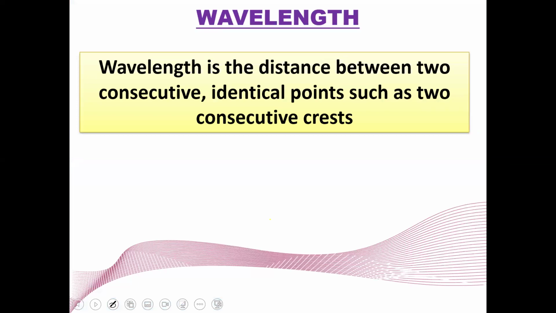What is wavelength? Wavelength is the distance between two consecutive identical points, such as two consecutive crests. So this is the new definition. After a few years now, they are very regularly updating the syllabus. So wavelength is the distance between two consecutive identical points, such as two consecutive crests. You have to copy this.